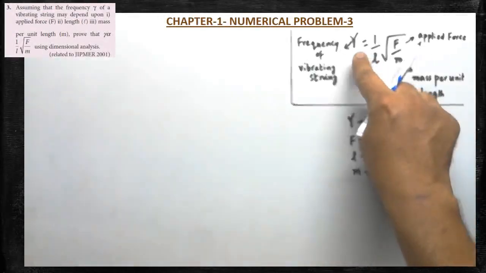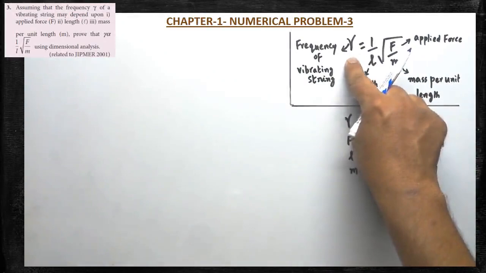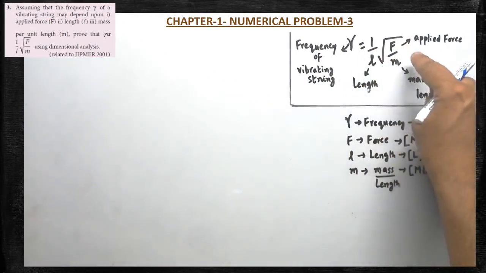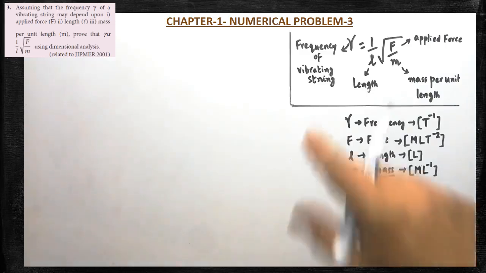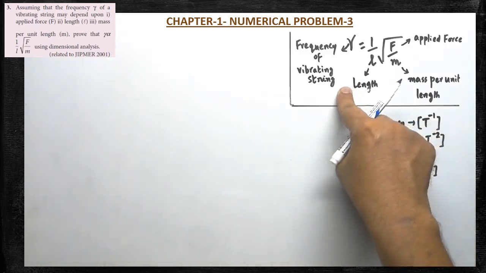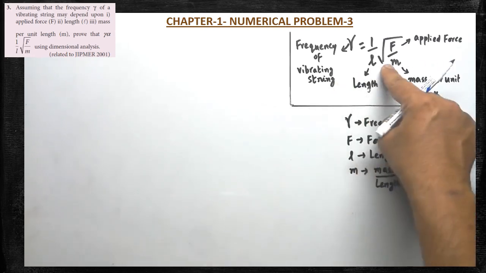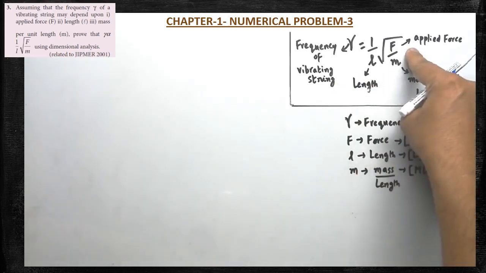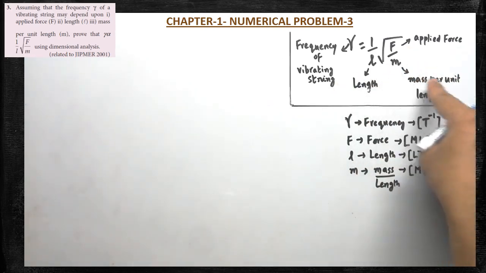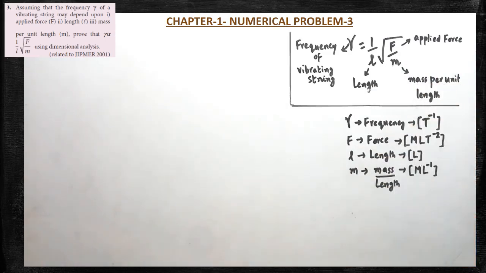We are going to derive the expression nu is equal to 1 by L square root of F by m. Here this formula is based on the wave motion concept. Here nu is called the frequency of the vibrating string. L is called the length of the string. F is the applied force. m is mass per unit length.